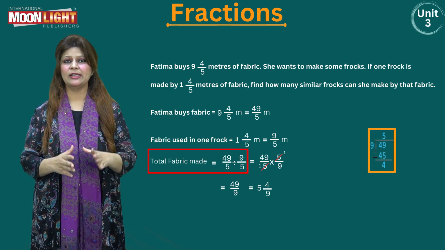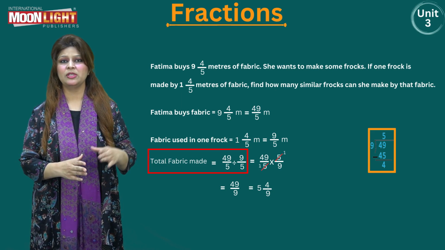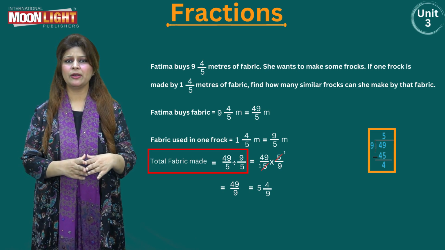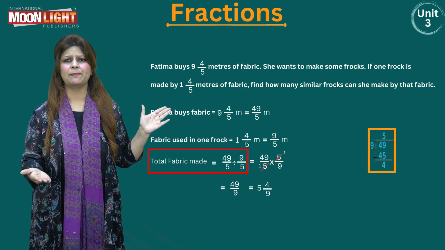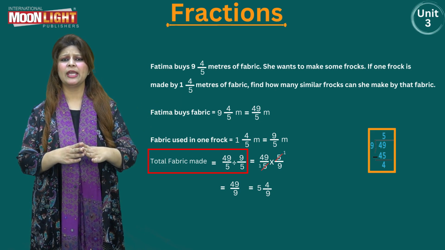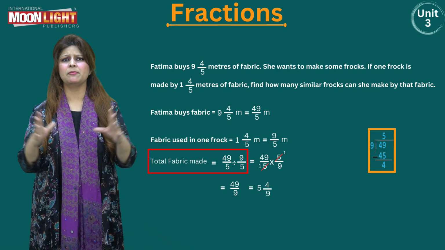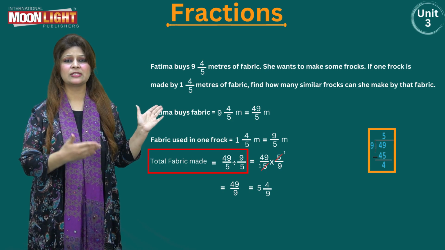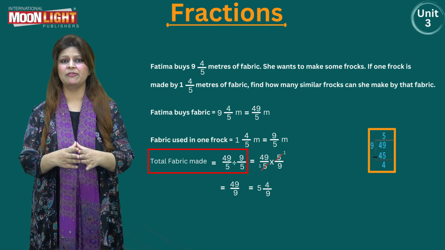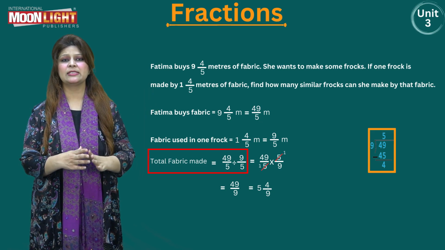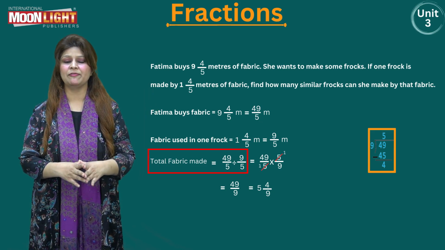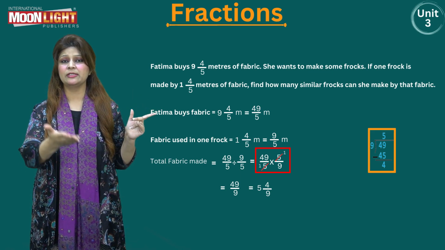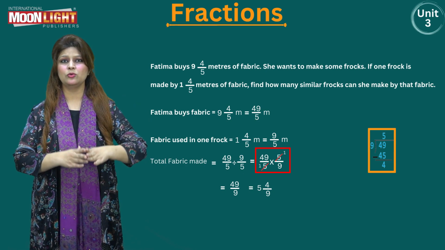Now my dear students, my final and third statement will be taken from this boxed question. Yes, this is total frocks made. You can also write total frocks made by the fabric. Same thing. The statement must be shorter, you know that. So I'm going to write: total frocks made equals 49 by 5, the first one, divided by 9 by 5, the second one. You know that whenever we change the division symbol, we take the reciprocal. So I'm going to do the same thing.